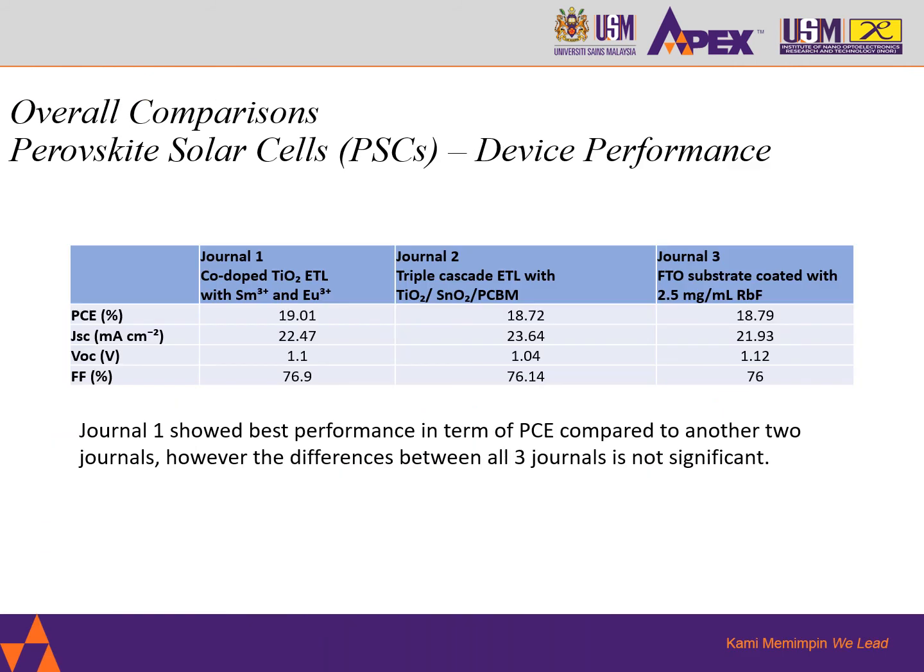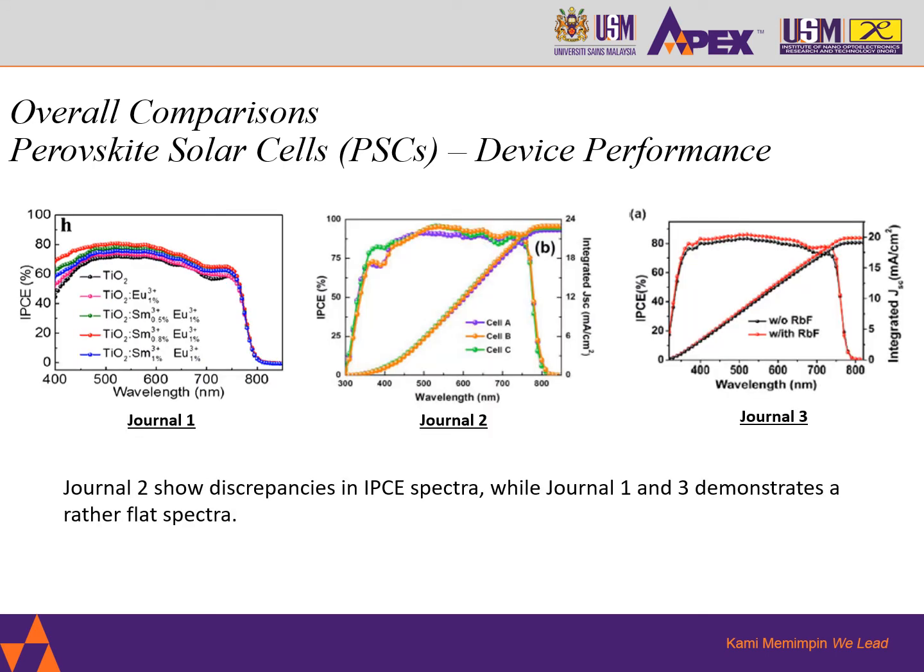Comparing the device performance, the sample from journal 1, which is the co-doped TiO2 with Sm and Eu ions, shows the best performance in terms of PCE compared to the other two. However, the difference between the three journals is not very significant. Talking about the IPCE, journal 1 and journal 3 show relatively flat spectra. Only journal 2 itself shows a discrepancy in the spectra.